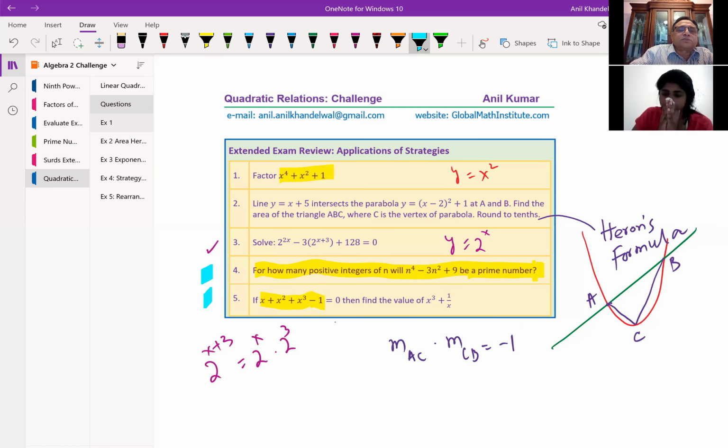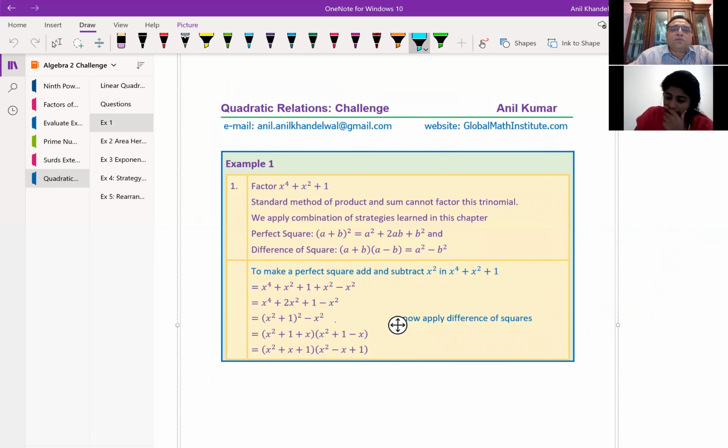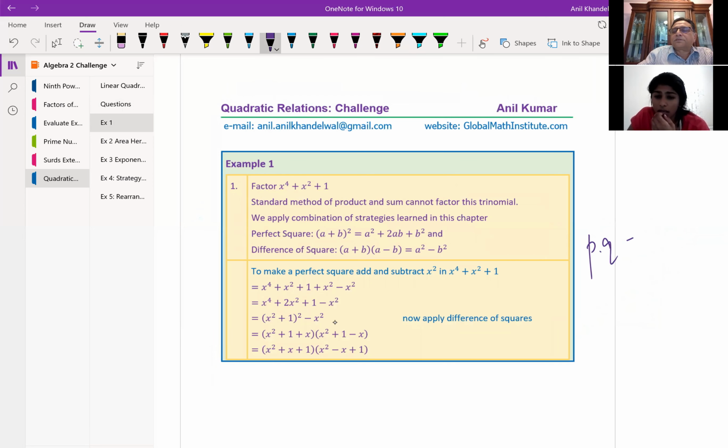So let's see the solution of the very first one, which is to factor x to the power of 4 plus x squared plus 1, right? Now, when you do the standard procedure of factoring, you apply product and sum. You're looking at two numbers, P and Q. You see their product, and then you also see their sum. In this case, the product is 1 and the sum is 1. However, you only get 1 with 1 times 1, and that gives you 2, not 1. So it definitely needs something more than the normal factoring procedure.